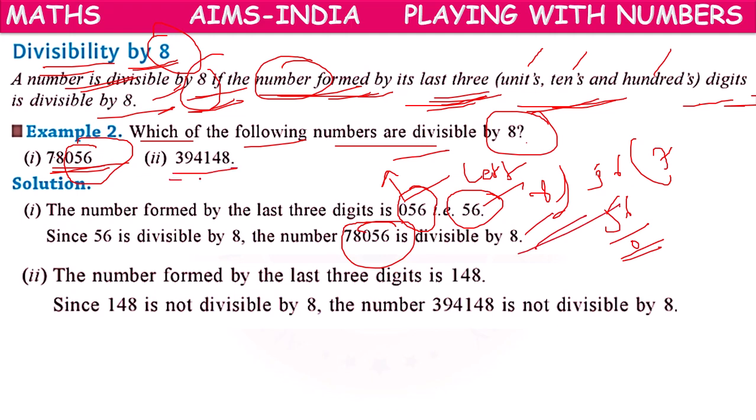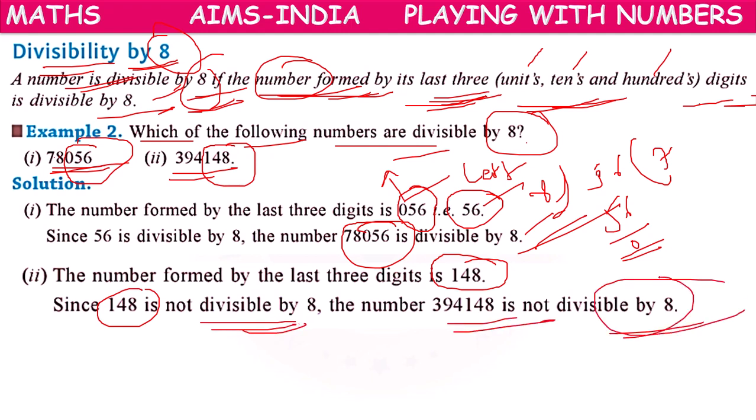Or this number, last 3 digits, 148. But 148 is not divisible by 8. So the total number is not divisible by 8. Like that we can tell.